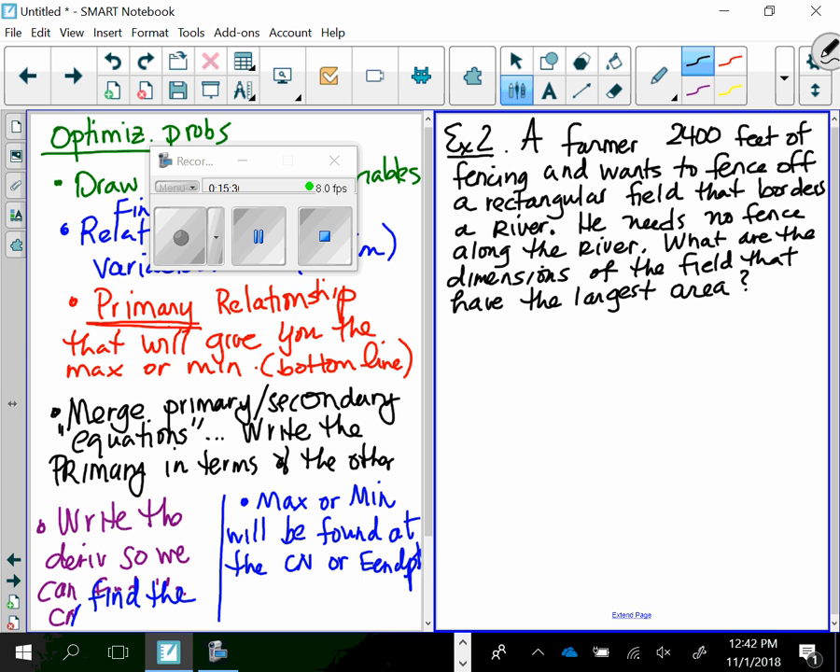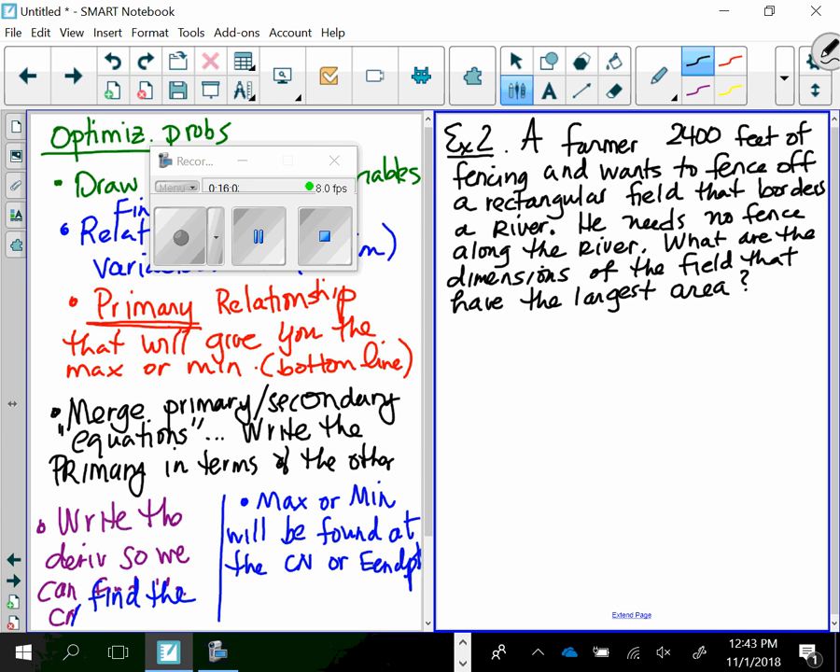Okay, so draw yourself a picture. A rectangular field that borders a river on one side. You're not going to put a fence along the river. And identify your variables. Should we assume that the two sides are equal? Well, it's a rectangle, so that's assumed, yes. Where's your river?